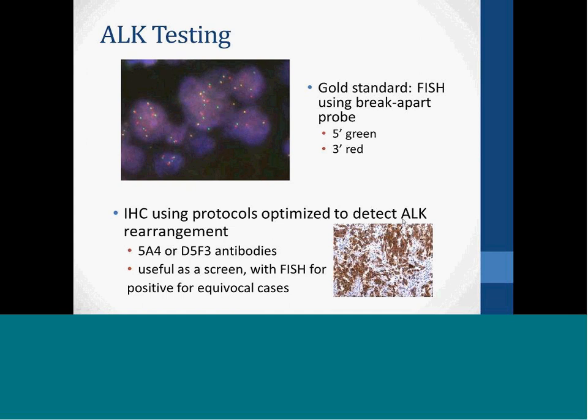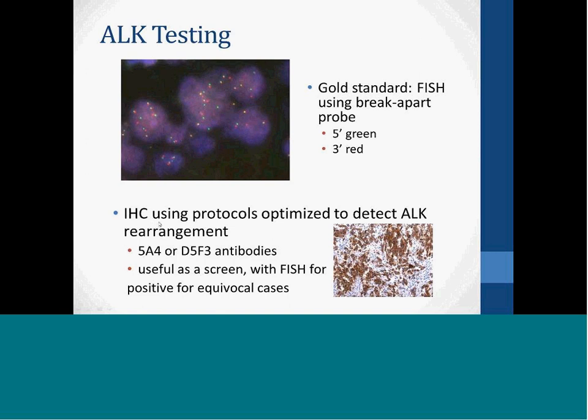The gold standard for testing for ALK rearrangements in lung cancer is fluorescence in situ hybridization. You need a break-apart probe with a green label on the 5' end and a red label on the 3' end. If there's no rearrangement, these two signals should overlap and give you two yellow signals within a nucleus. But in the presence of a rearrangement, the two probes are separated and you'll see a distinct green and a distinct red signal, or in some cases you may see loss of one or the other signal.